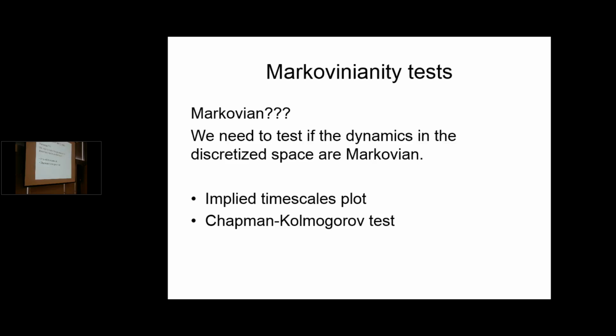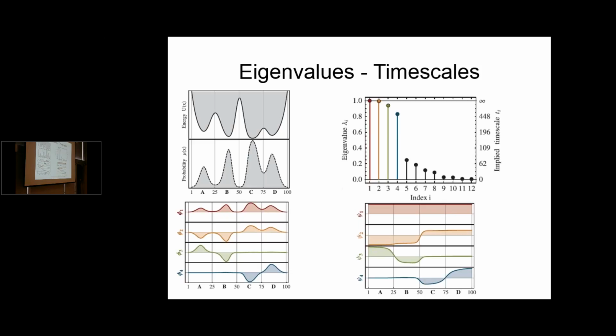the Chapman-Kolmogorov test. To introduce the implied timescale plot, I'm going to go a bit into the theory part, the eigenvectors and the eigenvalues. If we have this 4-well potential here, and we build a Markov model out of it, you can calculate the eigenvectors and the eigenvalues of that transition matrix. If we look here at the eigenvectors, the first eigenvector corresponds perfectly to the equilibrium population of those states.